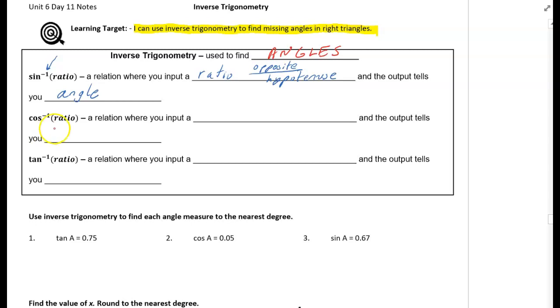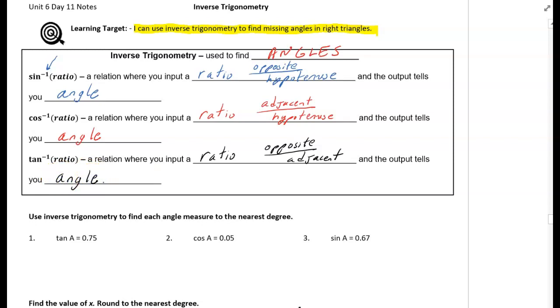The second one, inverse cosine, is a relationship where you enter a ratio, and remember cosine is adjacent over hypotenuse. And the output tells you again an angle. And the third one is inverse tangent or tangent inverse. And it's a relationship again where you enter a ratio. And remember tangent is the opposite over the adjacent. And the output tells you again an angle.